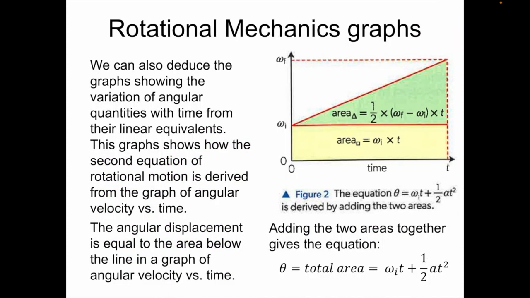One of the other pieces we want to talk about is rotational mechanics graphs. One of the things you'll notice over here is that we have the angular velocity and we have time. The graph is showing us how the second equation of rotational motion is derived from the graph of angular velocity versus time. The angular displacement is equal to the area below the line of the graph. If we add those two areas together, it's going to give us this equation. So if you see graphs like this, don't be frightened, but see if you can actually derive them and use your knowledge of Suvat and your angular versions of them.